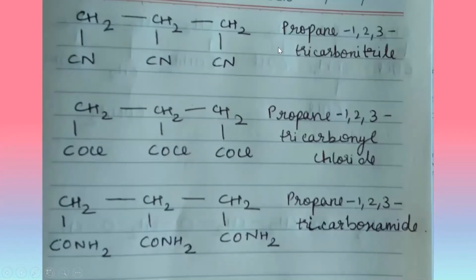So in the first one, the name will be propane 1, 2, 3 tricarbonitrile. For the second one, when there is an acid chloride group attached to it, its name will be propane 1, 2, 3 tricarbonyl chloride. And when there are amide groups attached to it, the name will be propane 1, 2, 3 tricarboxamide. So this is a special kind of nomenclature. I would really want you to take a screenshot or make a note of them in any of your books, because these are very helpful.